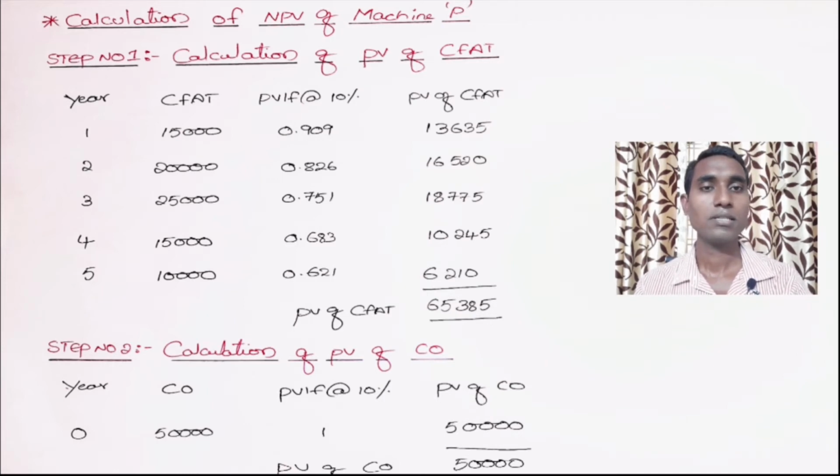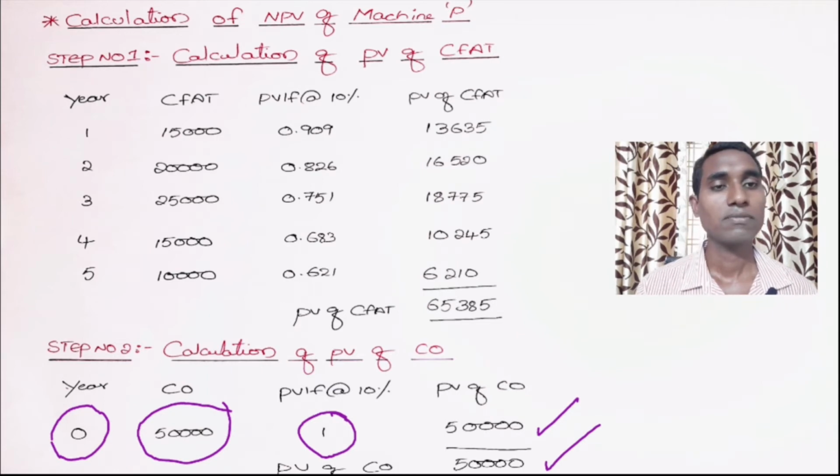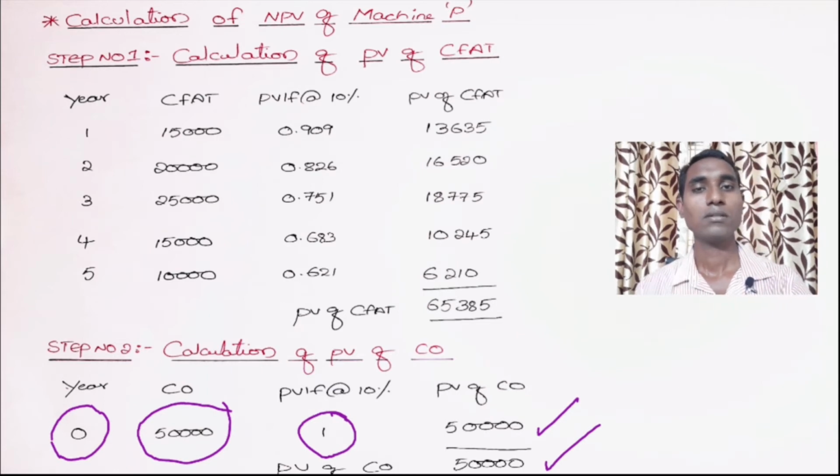Now the second step is calculation of PV of CO. CO is cash outflow. For cash outflow, always the year will be 0. So you will make an investment in the 0th year. The cash outflow, the cost of the machine, is 50,000. By default, for the 0th year, the PVIF table value is always 1 at 10% or any other percentage. So PV of CO is 50,000. The resultant figure, present value of CO, is also 50,000 rupees.